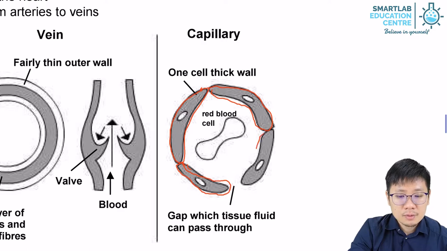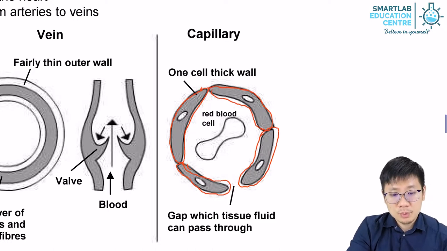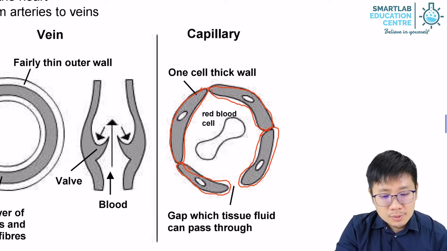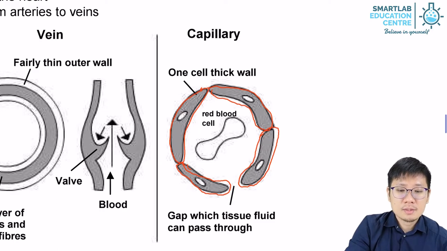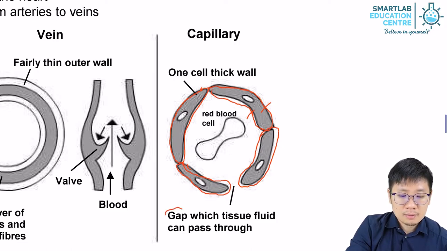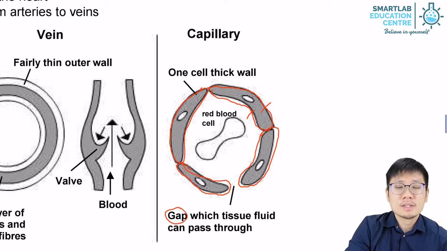They have a name. They're also known as endothelial cells, but that is not very important for you. What's important for you to know is that since the wall is so thin, a single layer of cells is all it is, the diffusion of substances can occur relatively easily in and out of the capillary. In addition to that, there are gaps between the cell wall, and this allows for tissue fluid to pass through easily. So what's tissue fluid?